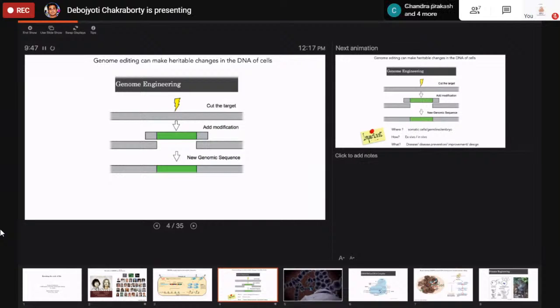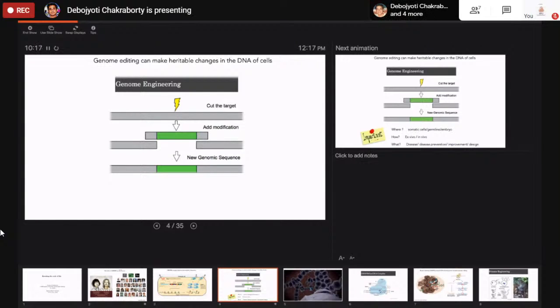If you want to make a change in the DNA of a cell, you first need to localize that DNA. So if you want to localize it in a cancer causing gene, you have to first make sure that you enter inside the cell and specifically locate that particular gene. Then you add a modification, and then a new genomic sequence has to be added, and that's all. So it's a cut paste kind of a mechanism. Easier said than done, but that is how genome editing actually works.